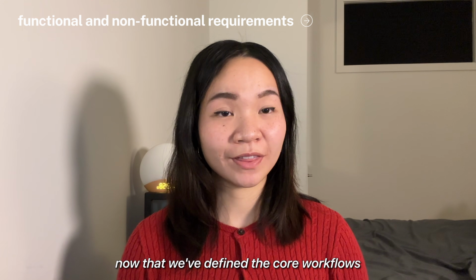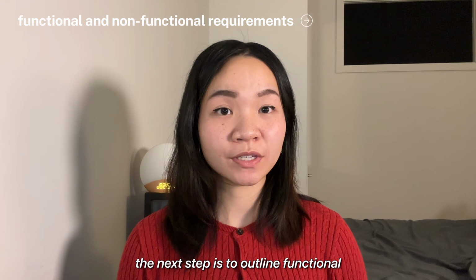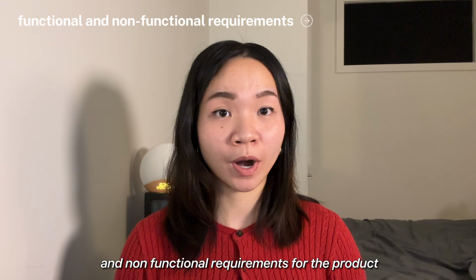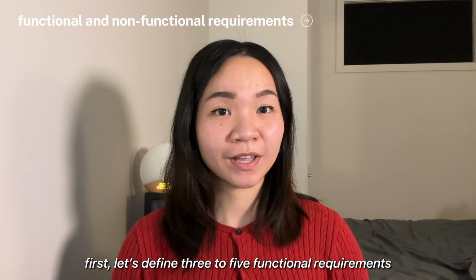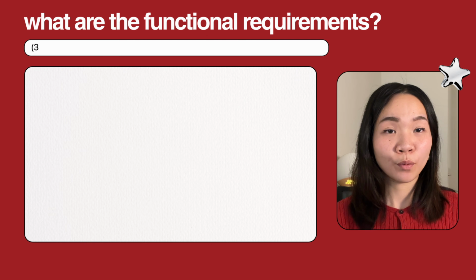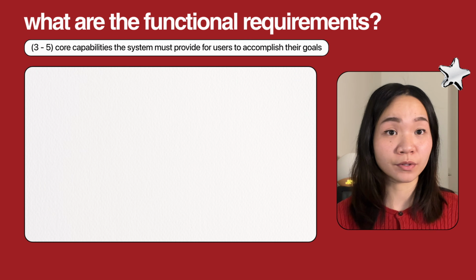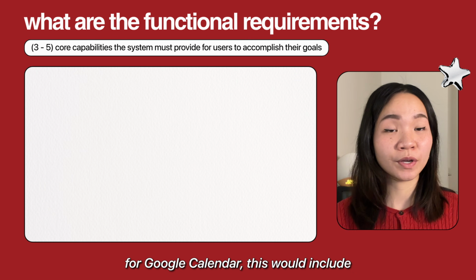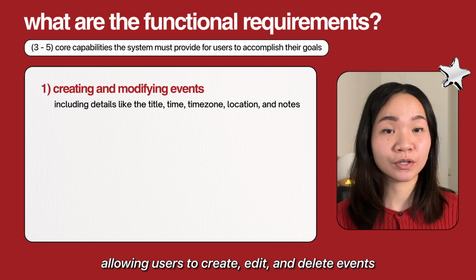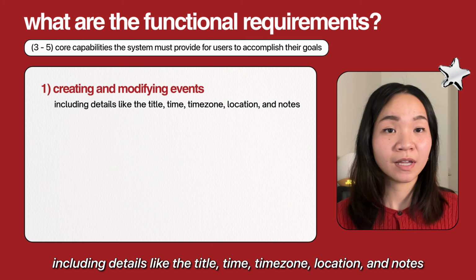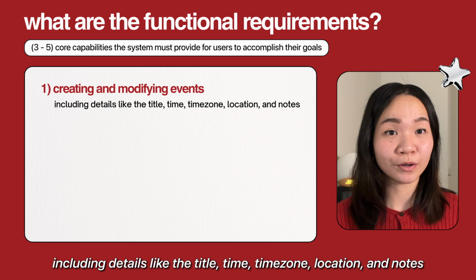Now that we've defined the core workflows, the next step is to outline functional and non-functional requirements for the product. First, let's define 3 to 5 functional requirements, which are the core capabilities the system must provide for users to accomplish their goals. For Google Calendar, this would include allowing users to create, edit, and delete events, including details like the title, time, time zone, location, and notes.